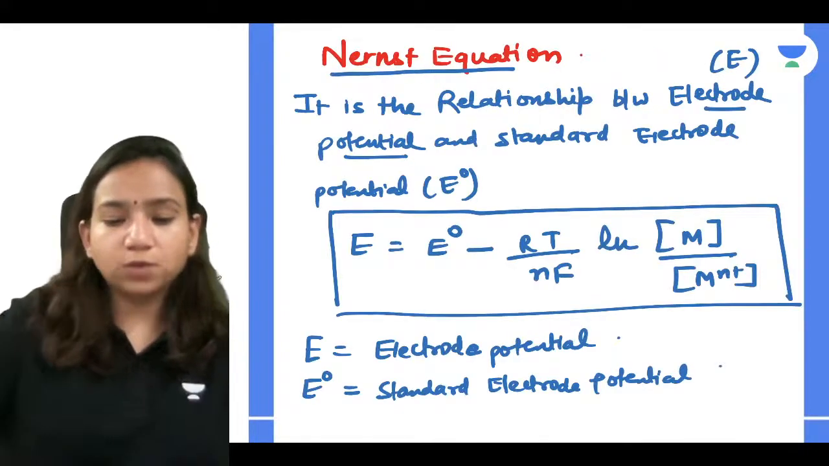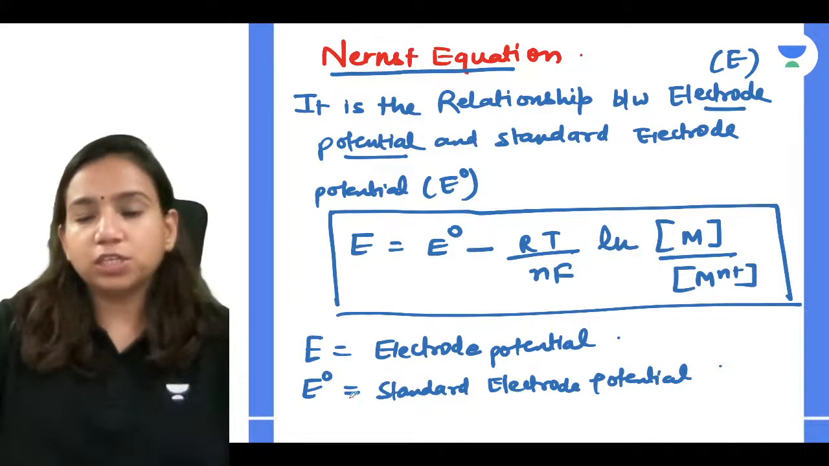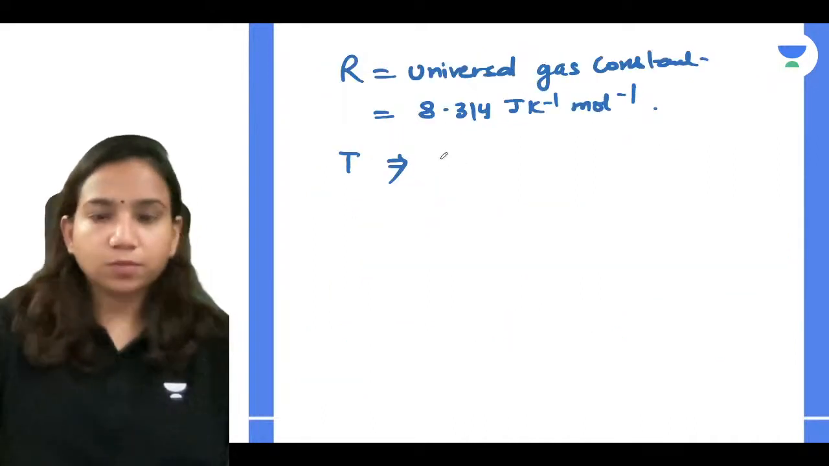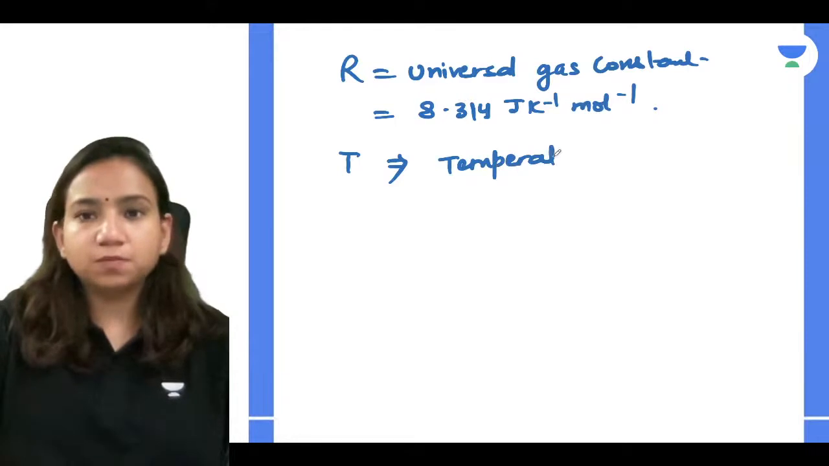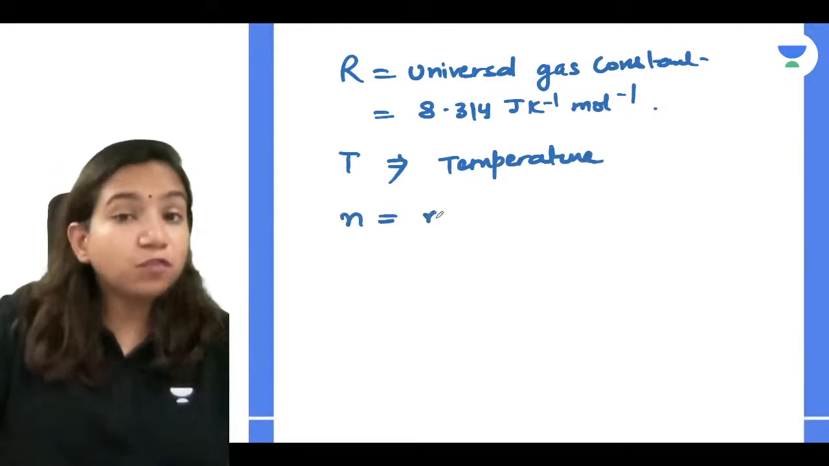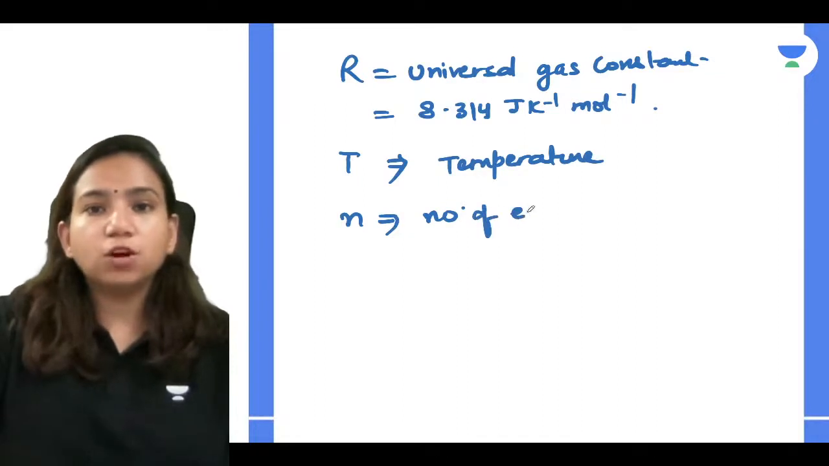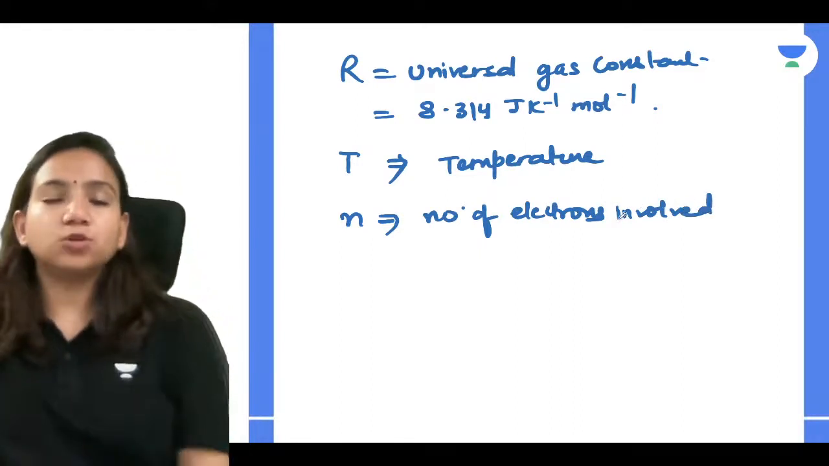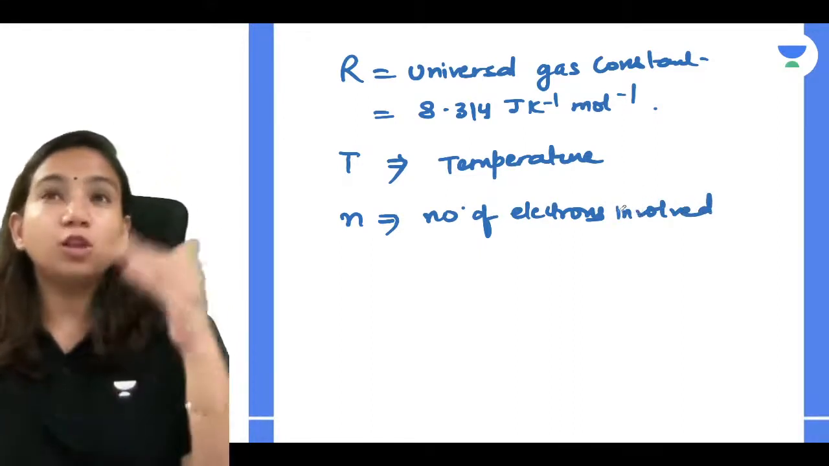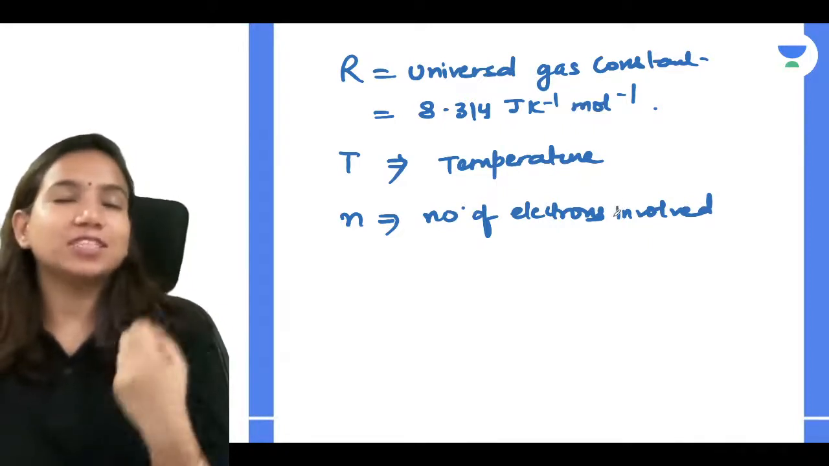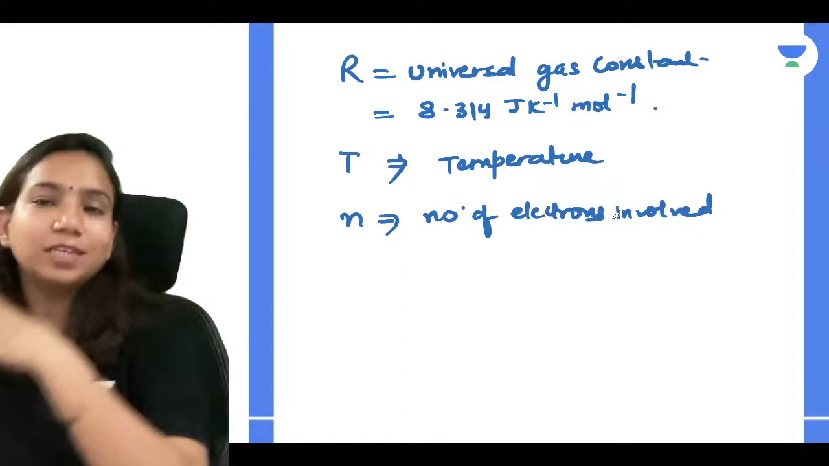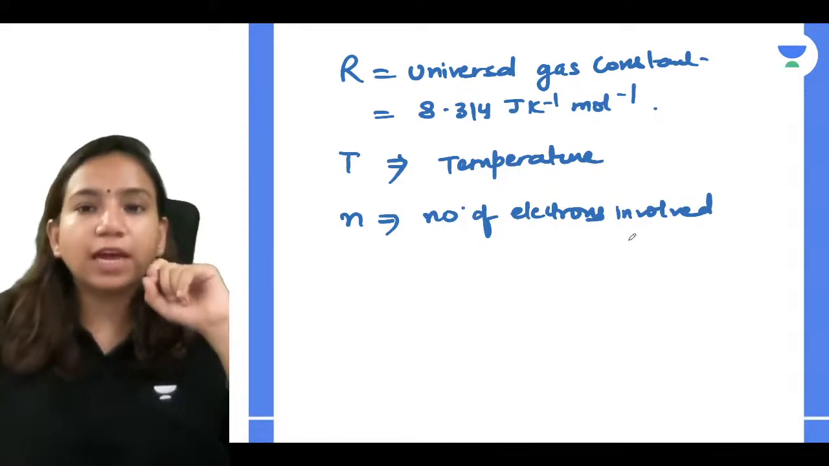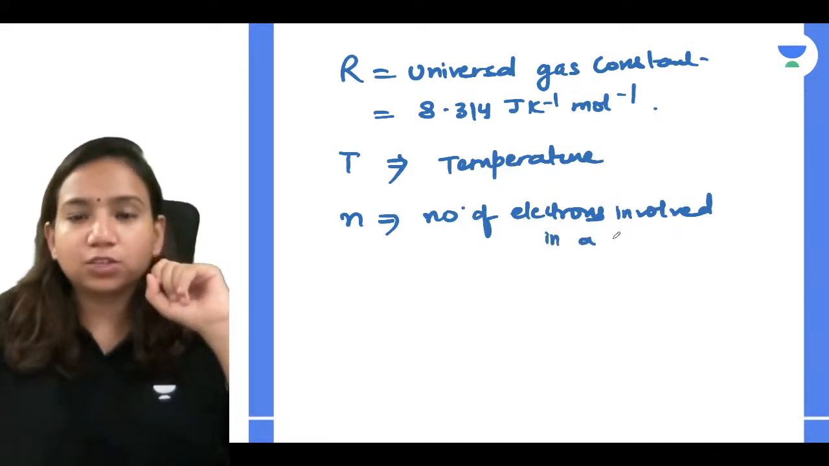If we see the formula again, we have E, the electrode potential; E naught, the standard electrode potential; R is the universal gas constant; T is temperature. Very good. What is N, guys? N is the number of electrons involved in the electrochemical reaction, because when an electrochemical reaction takes place, it involves the loss and gain of electrons. So how many electrons are getting removed or gained by some atom, that we relate as the number of electrons involved.